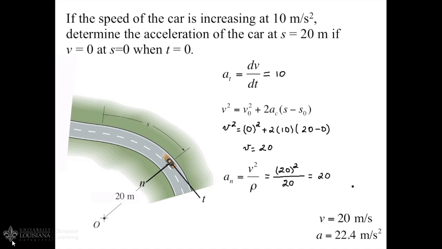Now that we have the 2 components of acceleration, we can find the acceleration of the car. We would simply write it as the square root of 10 squared plus 20 squared. When you work it out, it comes out to be 22.4 meters per second squared. And of course, the acceleration will be directed somewhat like this, in toward the center of the curve, with the 2 components of a sub n and a sub t.